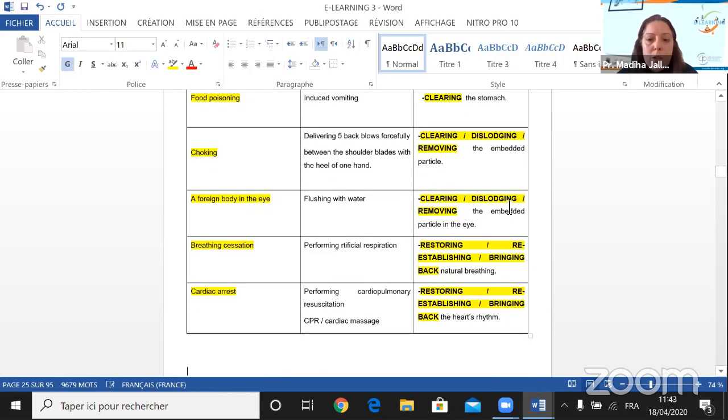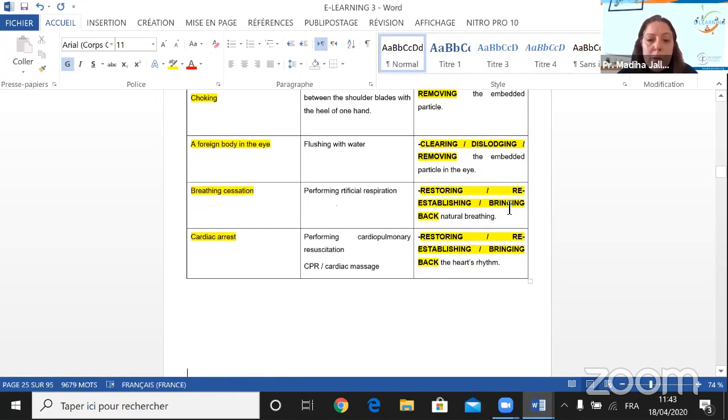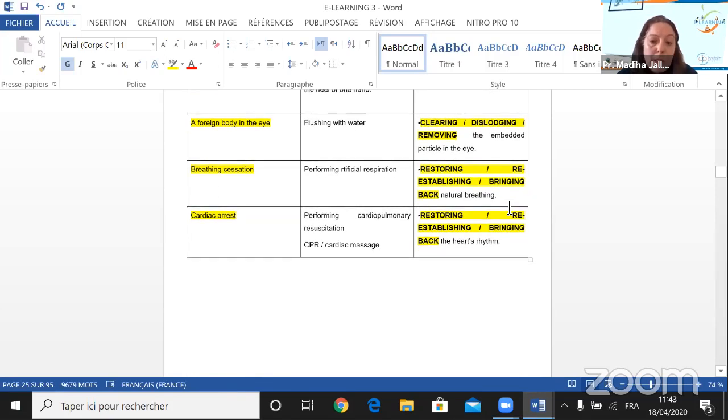Then clear or dislodge or remove the embedded particle in the eye. Restoring or establishing or bringing back the natural breathing, and again the same verbs, re-establishing or bringing back the heart's rhythm. We didn't come to this, sorry. Here the problem is cardiac arrest. I overlooked it. Of course, the technique is CPR, or it can be called cardiac massage, to re-establish the heart's rhythm. Okay.